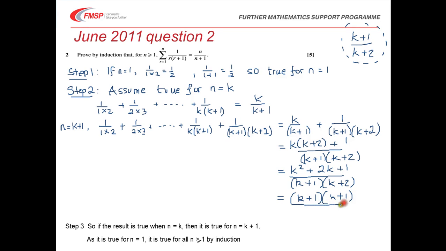So in fact we have a common factor on the top and bottom line, and we can divide through by that, and we are left with the expression that we were looking for. So in this particular case we can now say it is true for n equals k plus 1.